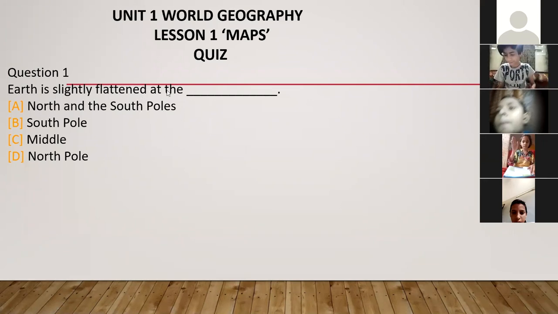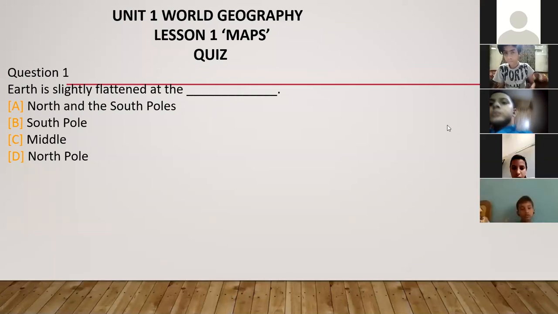Earth is slightly flattened at the dash. Where? Okay, fine. I got the answer. This is Mehvish. Mehvish, unmute and tell the answer. I hope you know it. North and South Pole. Thank you so much. So the answer is here, and we are not writing, but we are putting a tick over here: North and South Pole. Okay, thank you so much.